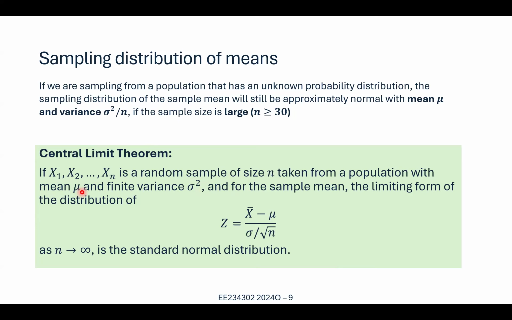Suppose that we know that. Then for the sample mean, the limiting form of the distribution is the standard normal distribution with z. It's the same as if you convert from a non-standard normal distribution into the standard normal distribution. We'll have x bar minus mu over sigma over square root of n. So it has a standard normal distribution that way.